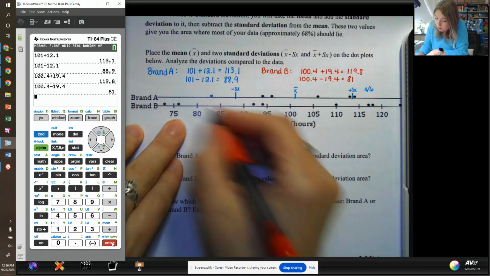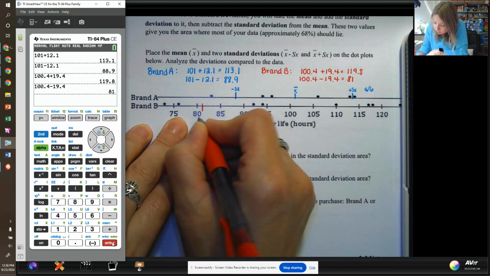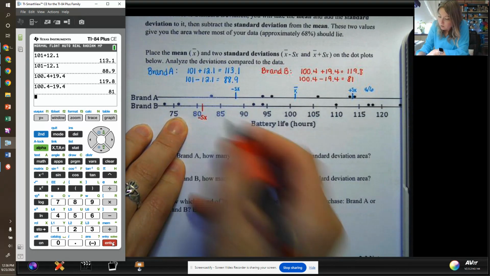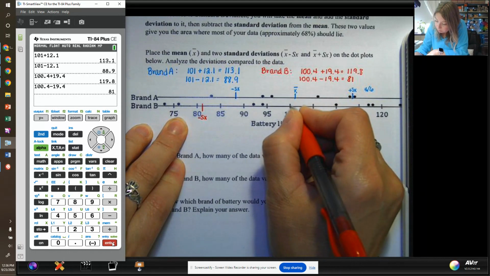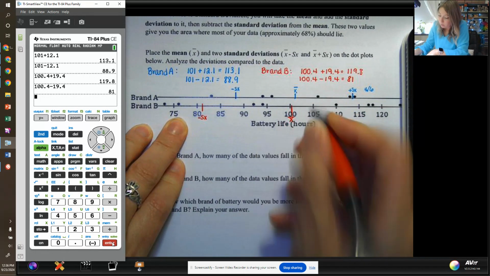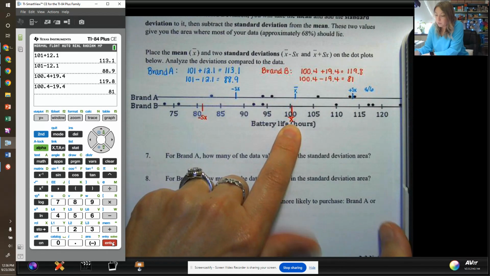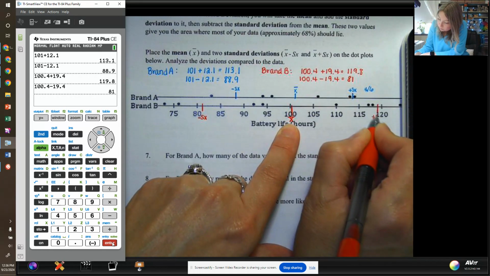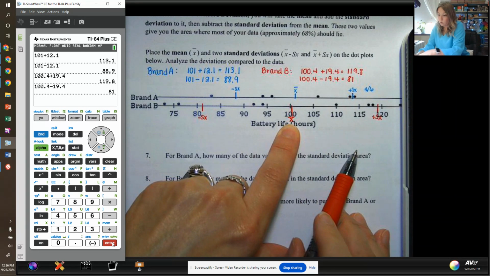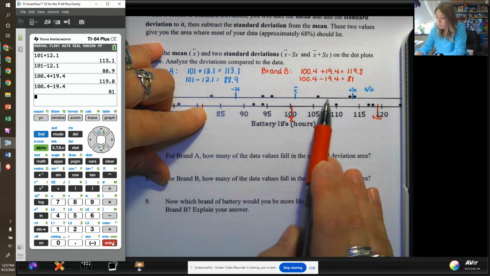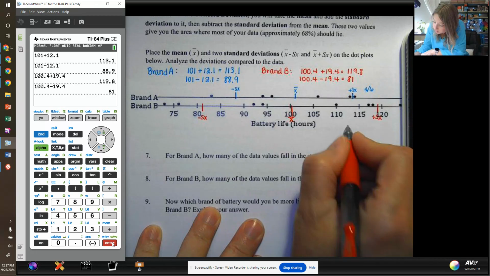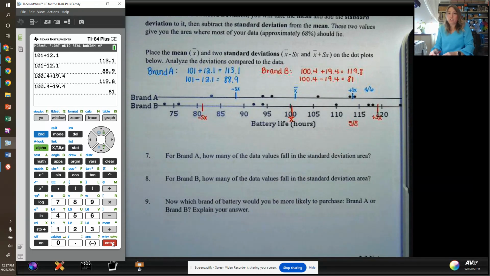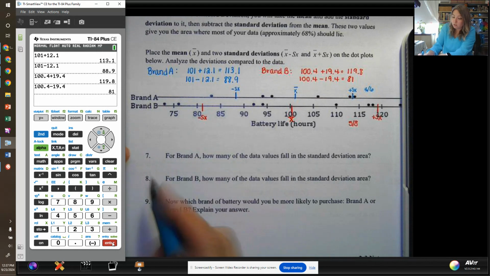So I'm going to go all the way down to 81 down here for my minus SX on brand B. Brand B's mean was right approximately here at 100. Okay, 100.4, so just a tiny bit above. And then, of course, it goes all the way up to 119.8 as plus a standard deviation right here. So look, we have 1, 2, 3, 4, 5 out of 8 data values within one standard deviation above and below the mean for brand B. And that's the answers to questions 7 and 8.